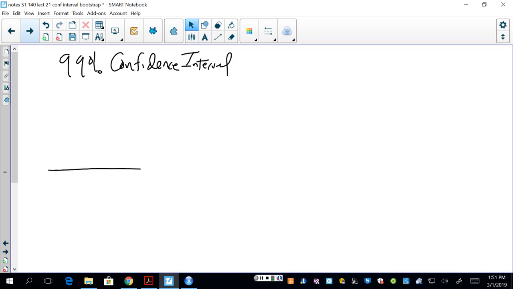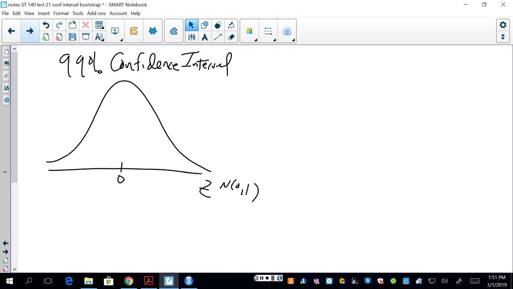Well, that 99% came from a normal distribution, a z distribution, normal 0, 1. That's centered at 0. Now we want to pick cutoff values, z-values, that get us 99%. So this is going to be a little bit further out here. So you might try to draw it so it looks a little bit further out. What percentile do I have to look up in the table to find the cutoff value?